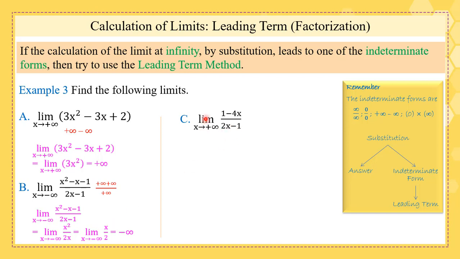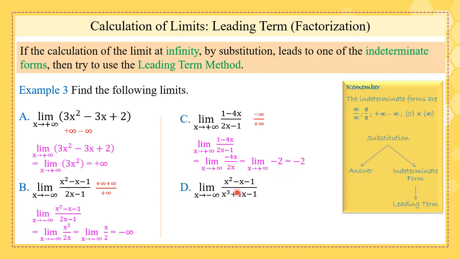Let's see a third example. We need the limit of this function as x tends to plus infinity. Use the leading term because the substitution leads to negative infinity over positive infinity, which is an indeterminate form. In this case, we get the limit of minus 4x over 2x, because the leading term in the numerator is minus 4x, and the leading term in the denominator is 2x. And if we simplify, we get the limit of negative 2, and the limit of a constant is itself.